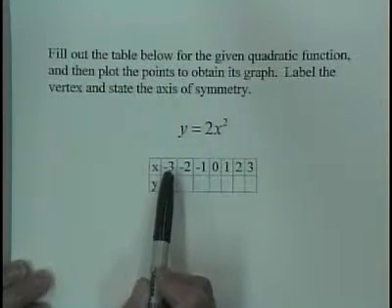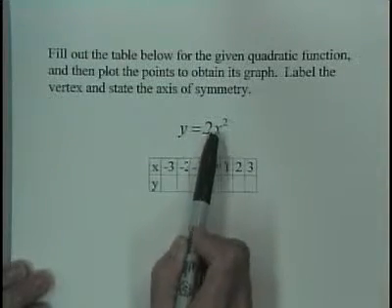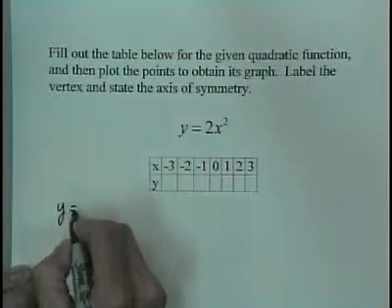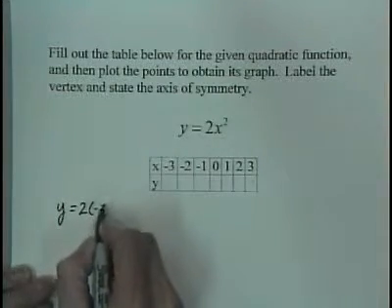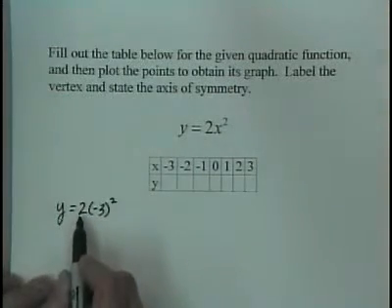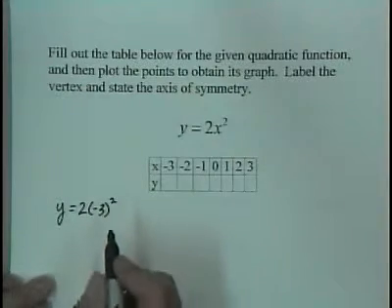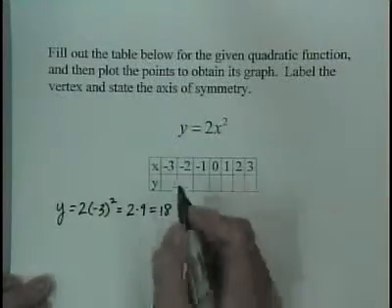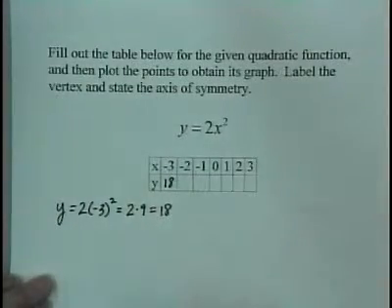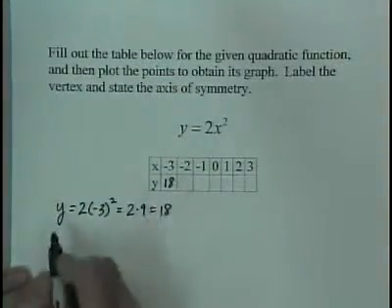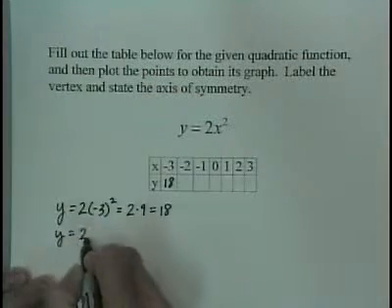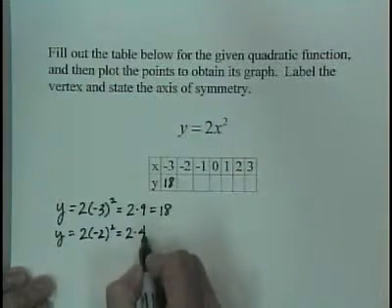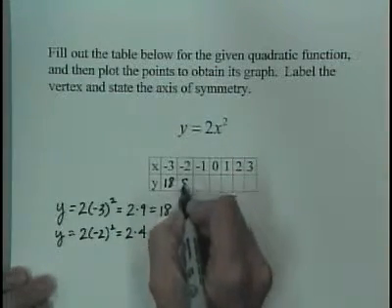What we need to do is put each x into the function and find a corresponding y. So let's start by putting -3 for x, in which case we need to find 2 times -3 squared. -3 squared is 9. 2 times 9 is 18, and I'll put 18 in the table. Now for -2, I need to find 2 times -2 squared, which is 2 times 4, or 8.